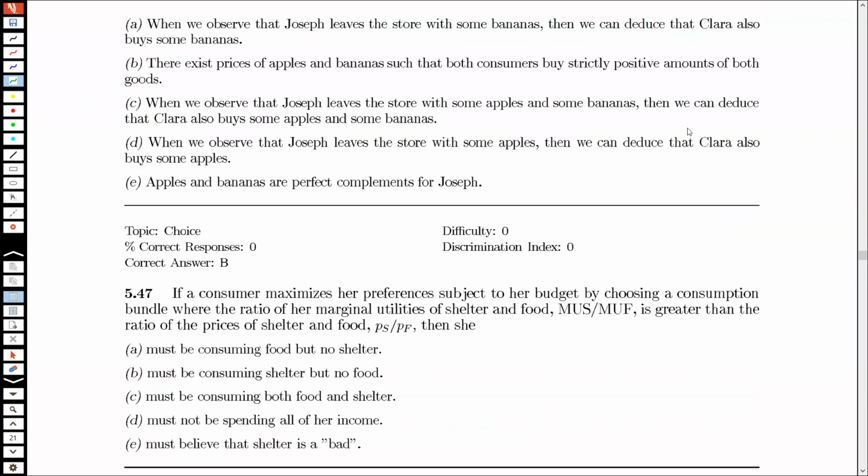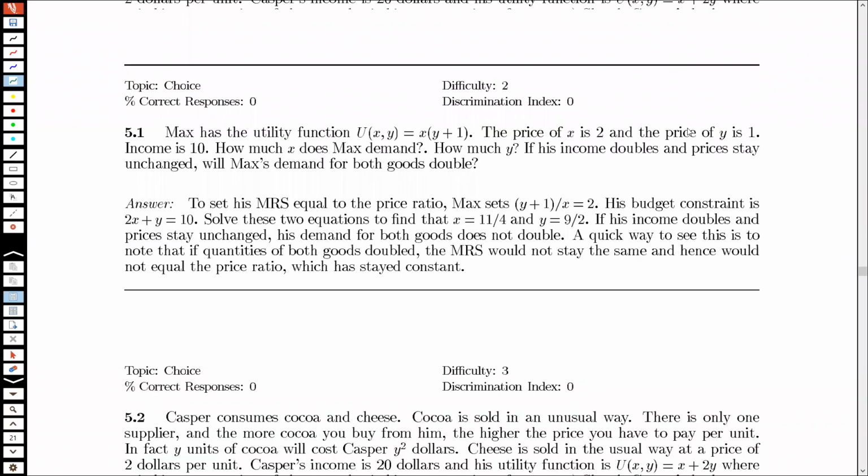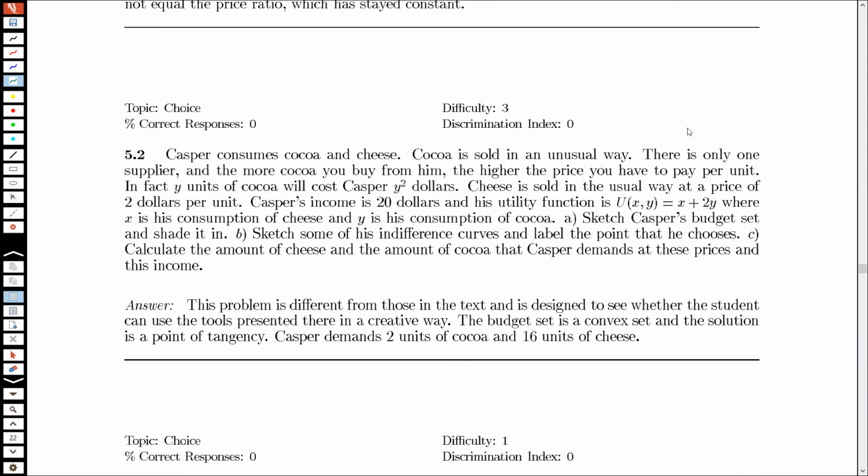Yeah, sir, from essay type questions, 5.2 and 5.6. Casper consumes cocoa and cheese. Cocoa is sold in an unusual way. There is only one supplier, and the more cocoa you buy from him, the higher the price you have to pay for it. In fact, y units of cocoa will cost Casper y square dollars. Cheese is sold in a usual way. Price is $2 per unit. Casper's income is $20, and his utility function is x plus 2y.